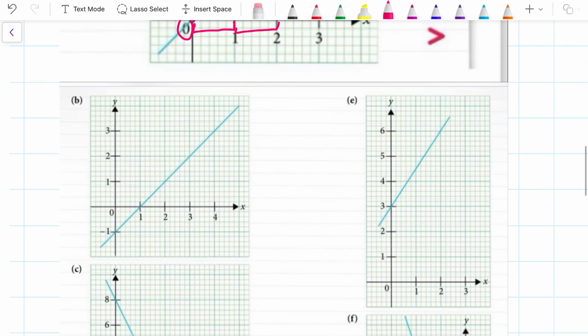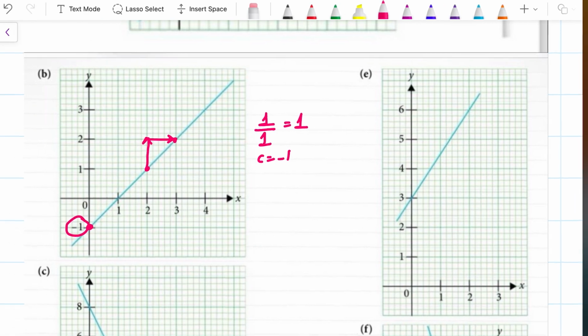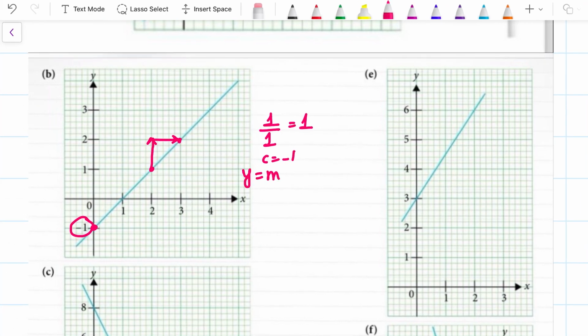Let's move on and do the second part. Let's identify the grid points. There's so many over here. Let's take this one and let's take this one. One rise, one run. So the gradient is 1. What is the intercept here? It's -1 because the line cuts the y-axis at -1. The formula is y equals mx plus c.